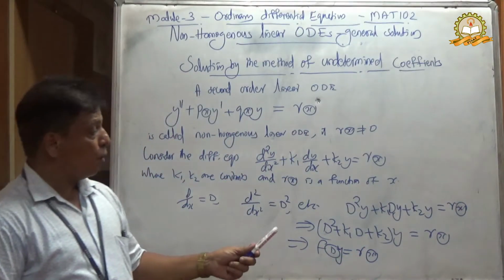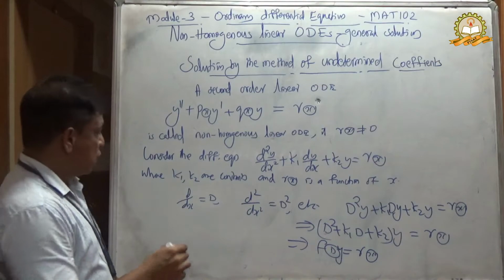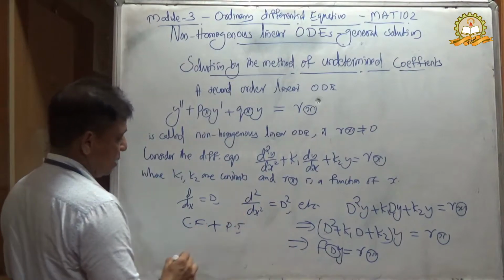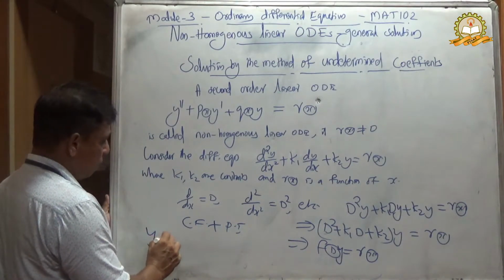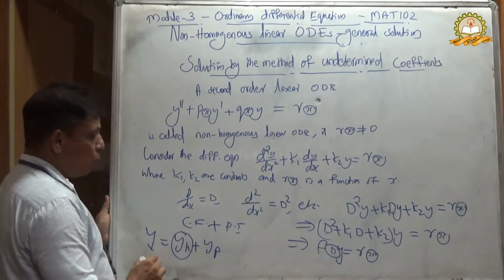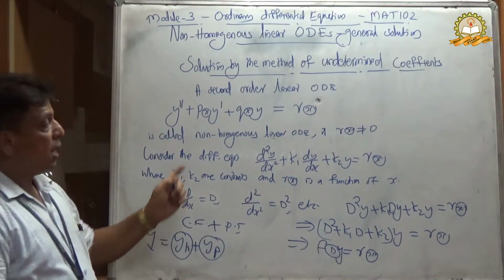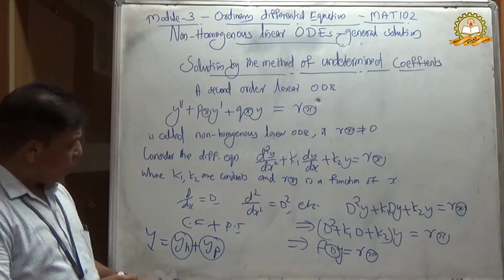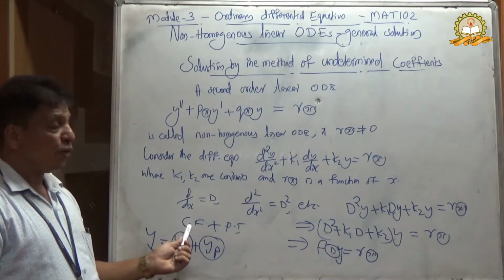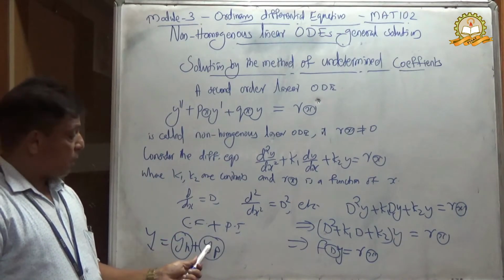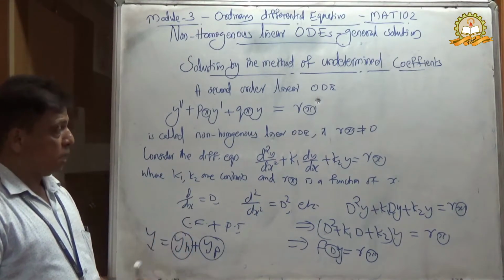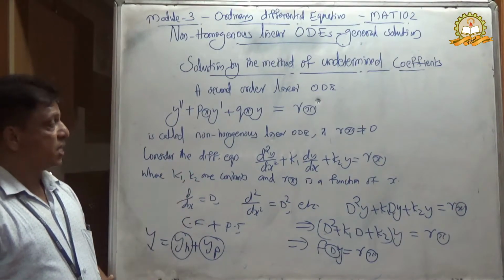When we solve this type of equation, we get two parts. The first part is the complementary function. The second part is the particular integral. That is, the final solution will be y = y_h + y_p. y_h is the homogeneous part, and y_p is the particular integral part. First we have to find the homogeneous part, which is the complementary function, and the second part is the particular integral y_p. To find the complementary function, or homogeneous part, we arrive at three different cases.